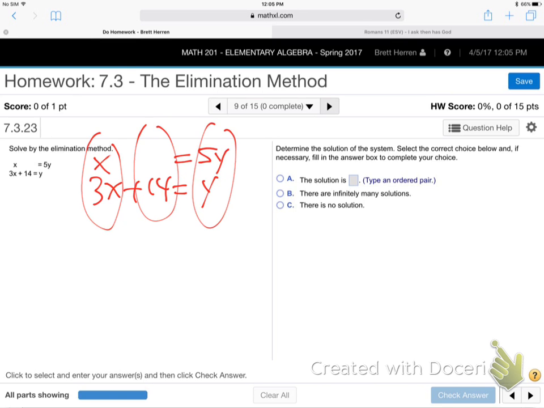Now, if they're not lined up, X's over X's, Y's over Y's, then you do have to move them around, and they'll probably give us one of those in a minute. But this one, I don't really care where they are as long as they're lined up. So it's good. All right, so what am I going to do now?